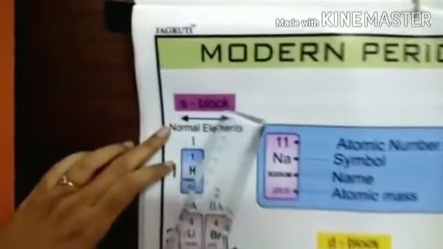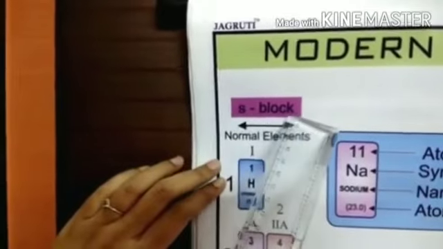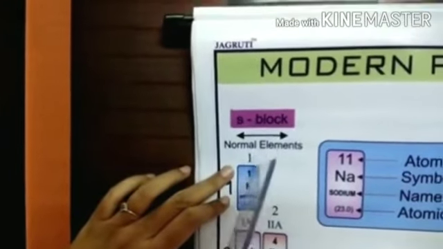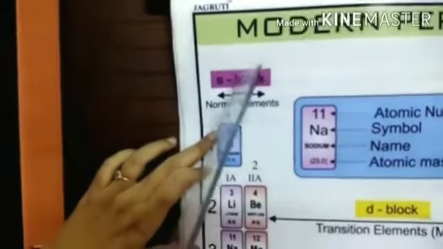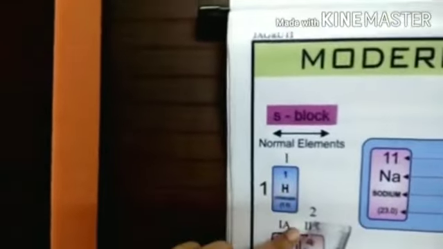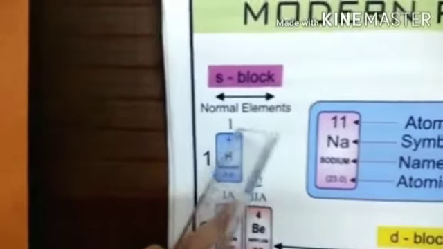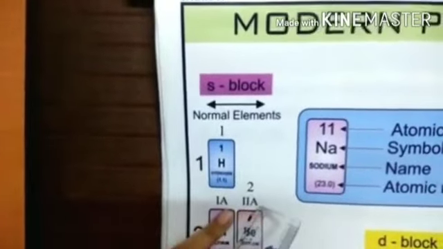Here is the S block. This S block contains the first and second group. S block contains first and second group. म्हणजे या S block मध्ये पहिले 2 ग्रुप असणार आहे.